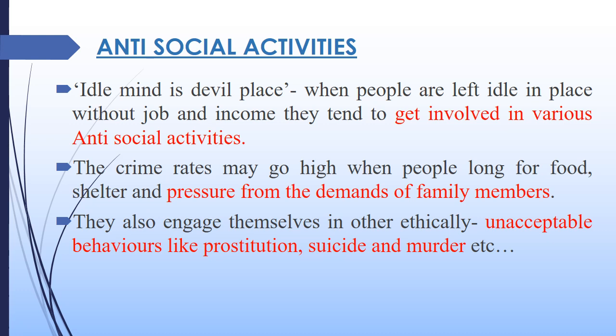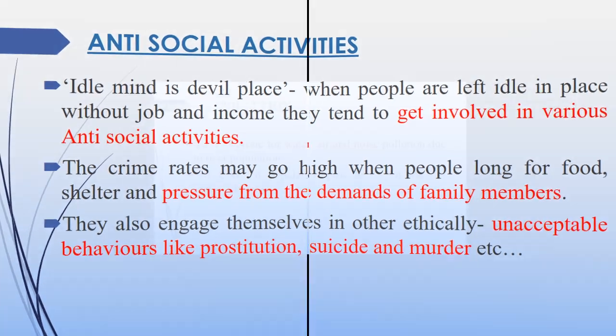Maybe the crime rates may go high when people long for food, shelter and face pressure from the demands of family members. For the demands of the family members, they will start to do some kind of antisocial activities like unacceptable behaviors, prostitution, suicide and murders, etc. People start doing this. So this is about the antisocial activities. It will happen due to overpopulation or population explosion.